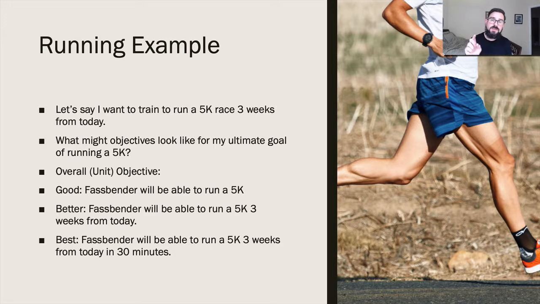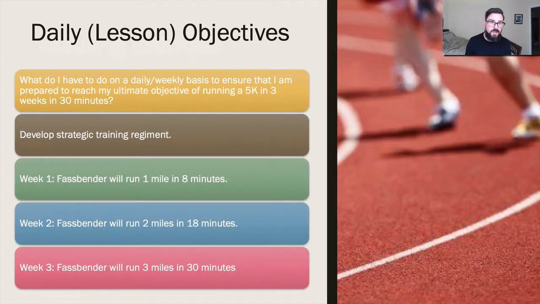And so we have something that I'm directly pointing to, and I will be able to measure whether or not I've been successful by the end of the unit by basically understanding whether or not I reached my goal when I run this 5K in 3 weeks. So then what would a daily lesson objective look like? So what do we have to do on a daily, or in my case, probably more likely a weekly basis, to ensure that I'm prepared to reach my ultimate objective of running a 5K in 3 weeks in 30 minutes.